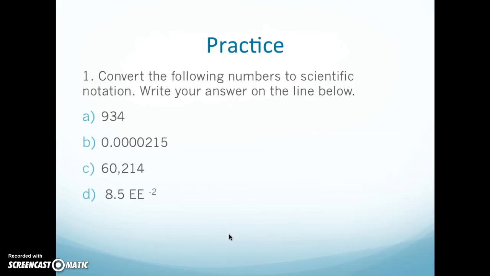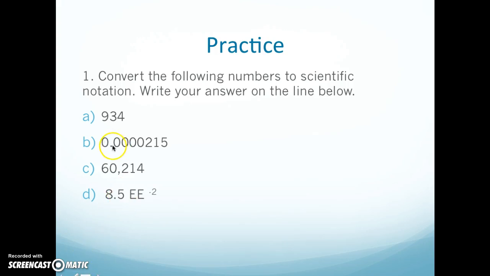So what I'd like you to do now is we're going to take some time practicing a little bit of putting numbers into and out of scientific notation. So number 9.34 would be 9.34 times 10 to the second. I'm making it 9.34 because I need to make it a number between 1 and 9 to the left of my decimal point. So 9.34 times 10 to the second.